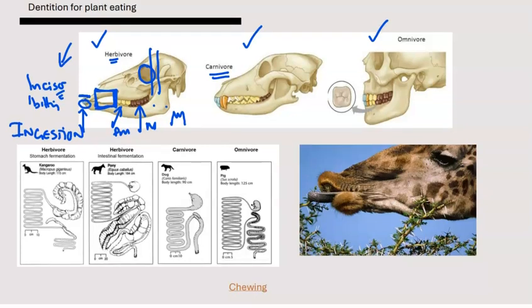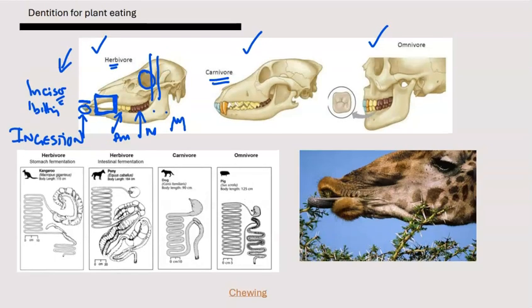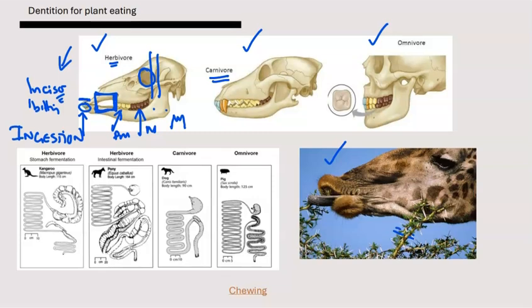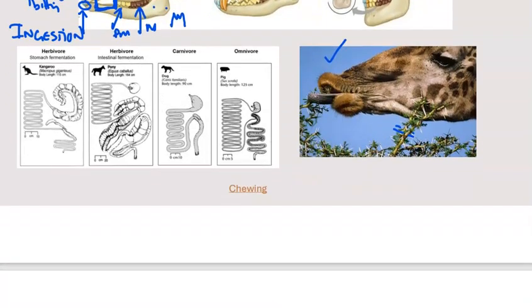Other specializations associated with plant eating, we can see here in this giraffe, which is quite famous for a very prehensile tongue, which allows it to maneuver its way around these acacia spines here and be able to remove the leaf material from the acacia without actually damaging its mouth with those spikes.